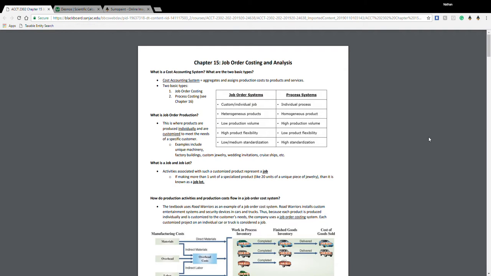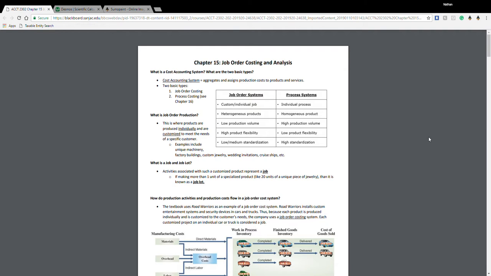This latest edition of Managerial Accounting, Chapter 15. Yes, we are going to go over job order costing and analysis. Now, we're basically going over the basic simple forms of job order systems. In Chapter 16, we actually go over process systems.